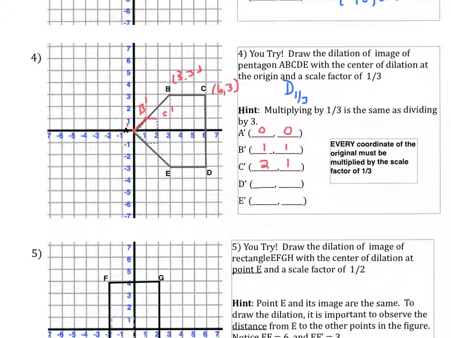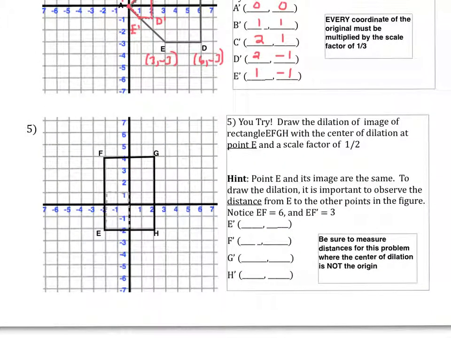For point D, it has coordinates 6, -3, so divide each of those by 3, and we get the point 2, -1. And there's D prime. And finally, for point E, it has coordinates 3, -3. If we divide each of those by 3, we get 1, -1. And that finishes off our pentagon. So pentagon A prime, B prime, C prime, D prime, E prime is 1/3 the distance from the origin to each of those new points.